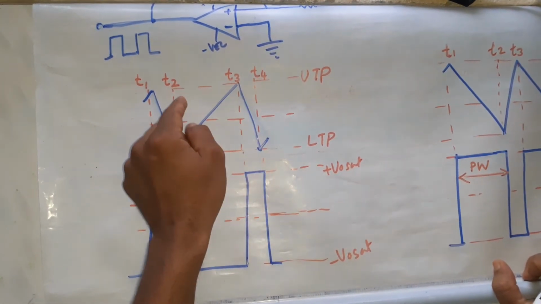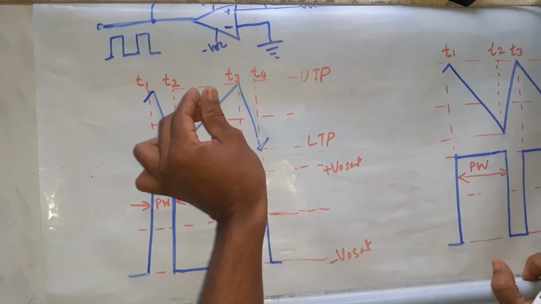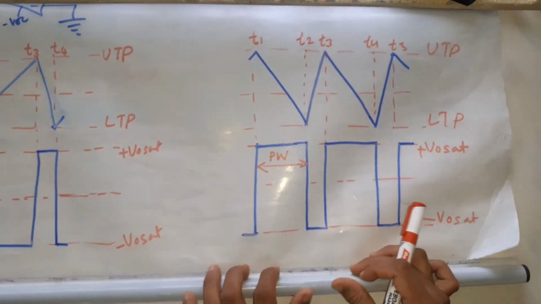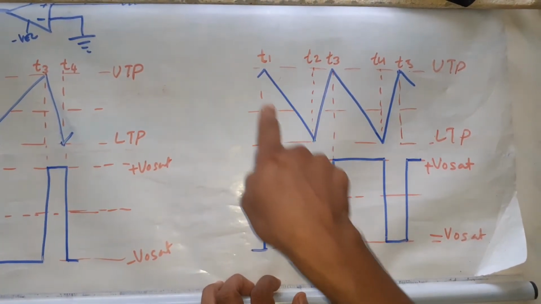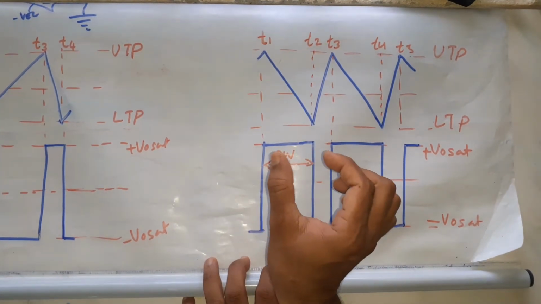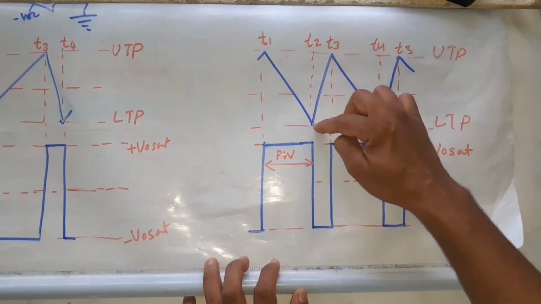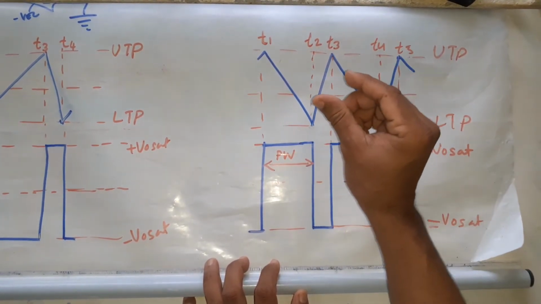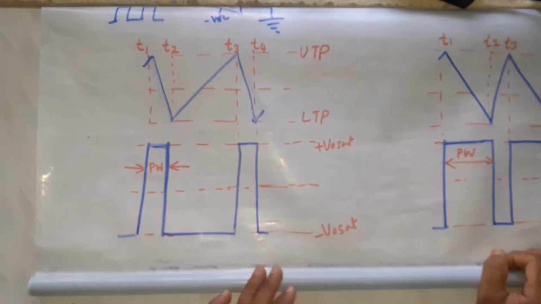Because of that, the duration between T1 and T3 is more. The time taken to discharge is more. When you compare to the other set of waveforms here, the time duration T1 to T2 is long, the charging takes more time, so the pulse width will increase. And the discharging time, T2 to T3, is very short. So this will vary your pulse width.